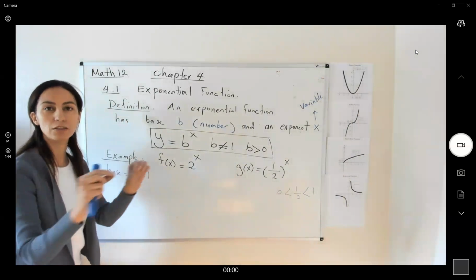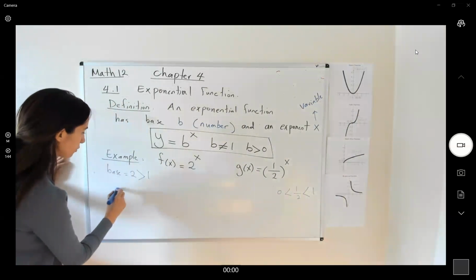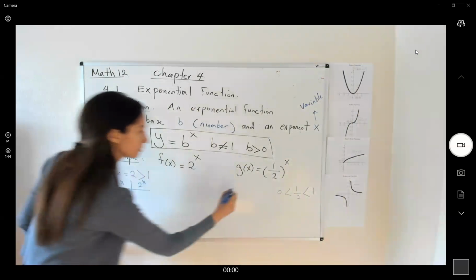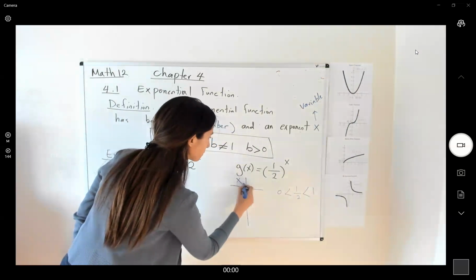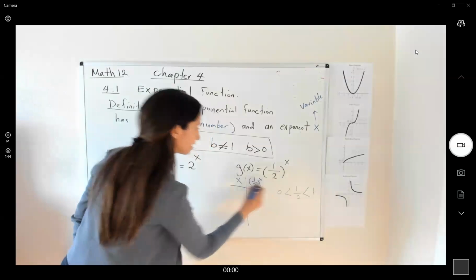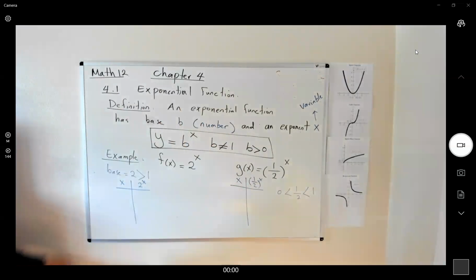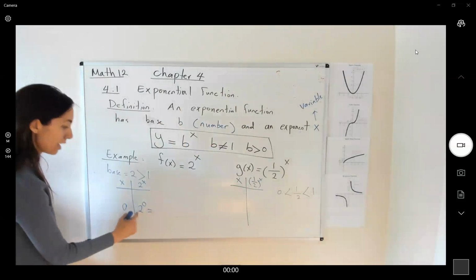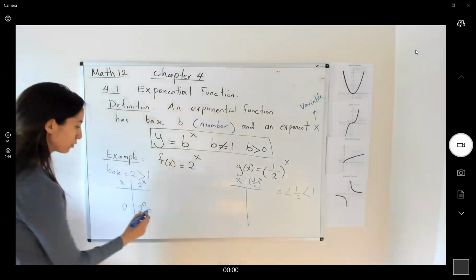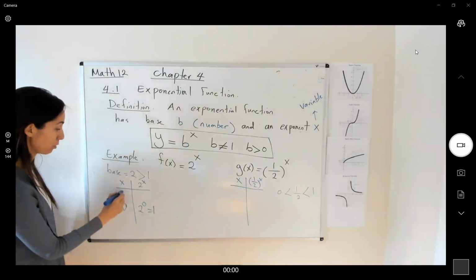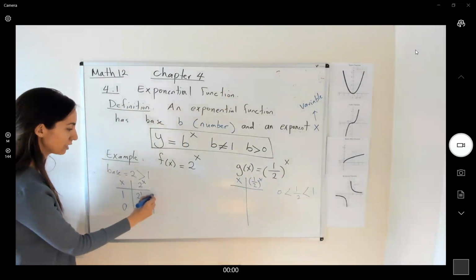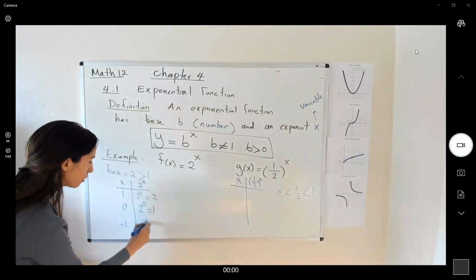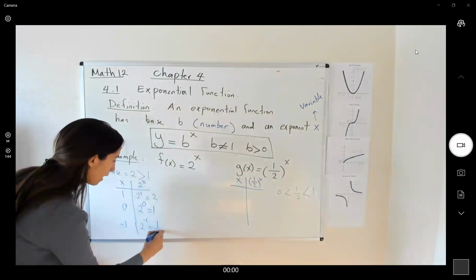We can use a little table, plug in some values: x, 2 to the x, x, a half to the x. Okay, let us plug in 0. If you plug in 0 here, you get 2 raised to 0. Any number raised to 0 is equal to 1. Let us plug in 1. 2 raised to 1 is equal to 2. Let us plug in minus 1. 2 raised to minus 1 is equal to a half.